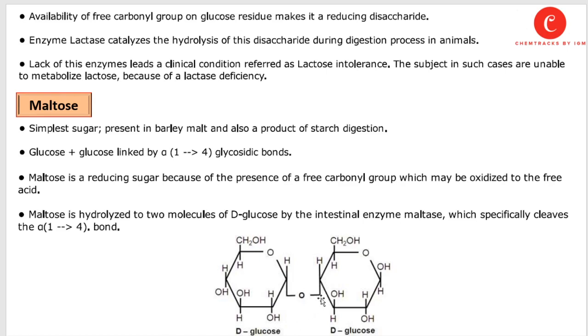So maltose is joined together via an alpha 1,4 glycosidic linkage. Maltose is also a reducing sugar because of the presence of a free carbonyl carbon, which may be oxidized to the free acid. Maltose is hydrolyzed to two molecules of D-glucose, because maltose is a combination of two D-glucose molecules. When broken down into simpler form, it forms two molecules of D-glucose by the intestinal enzyme maltase, which specifically cleaves the alpha 1,4 bond.